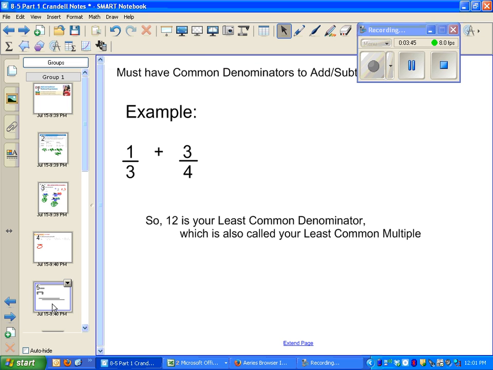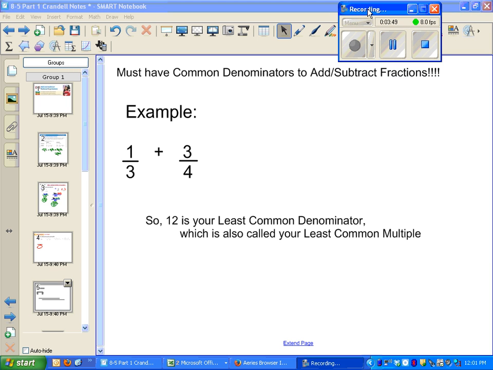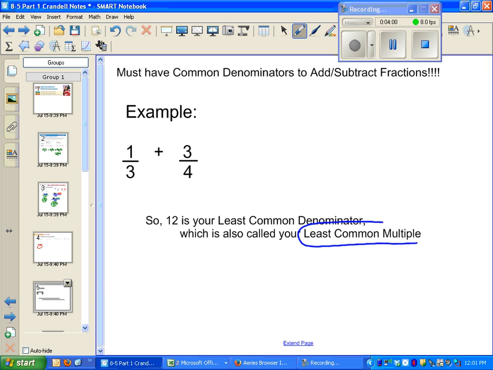All right, what happens if we don't have common denominators? That is a great question, people. All right, so we have 1 over 3 and 3 over 4. 12 is our least common denominator. It's also called find least common multiple. So let's write steps for fun. All right, so we find the least common denominator. And later on that will just be LCD, but least common denominator.